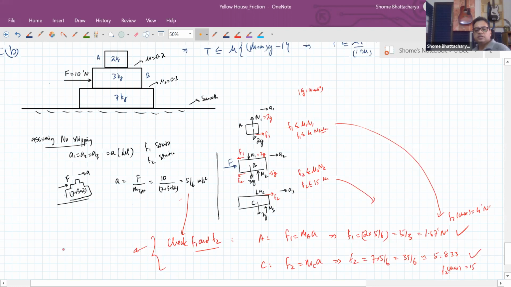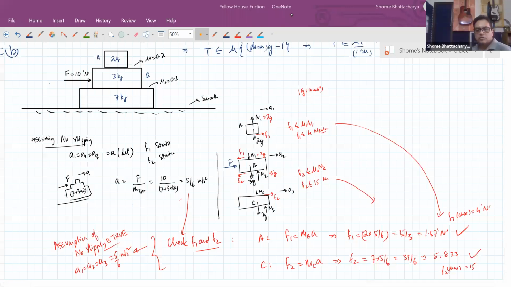So finally, this tells us that the assumption of no slipping is true. Okay, so hope this is clear. Just make a note of this, people. Okay, we'll do a part also.